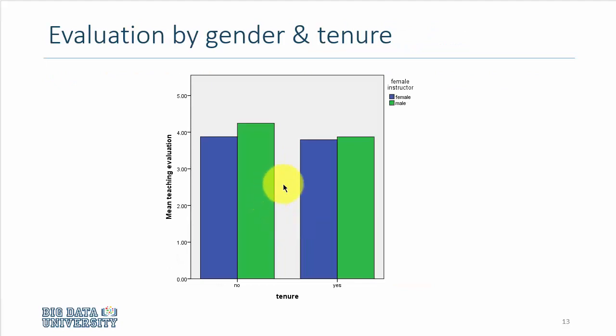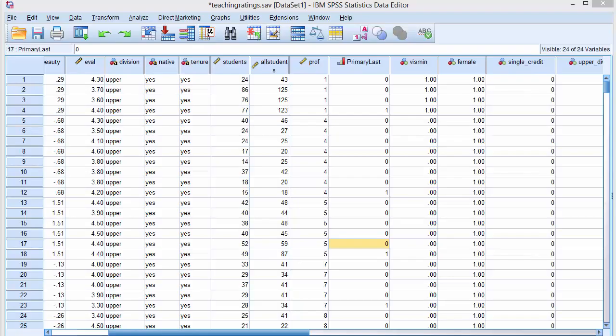In this graphic, you see that we have plotted the mean or average teaching evaluation score for tenured professors, and then we have added another gender dimension to it. So green color is males, blue is females. You would notice that for untenured professors, males have higher teaching evaluation, and for tenured professors, the difference in teaching evaluation is not that pronounced as it is for untenured. Let us repeat the analysis in SPSS.